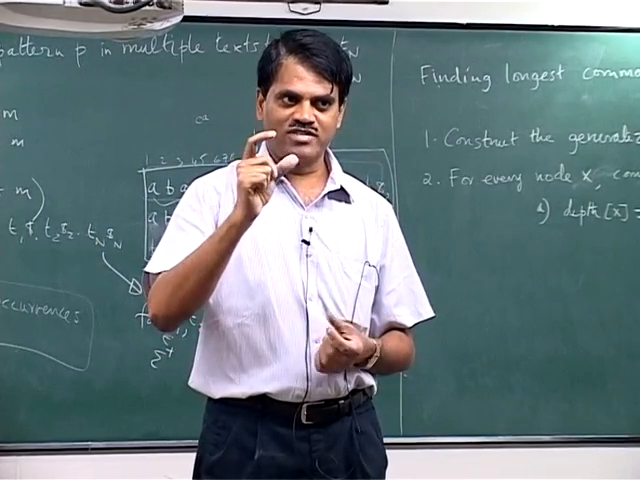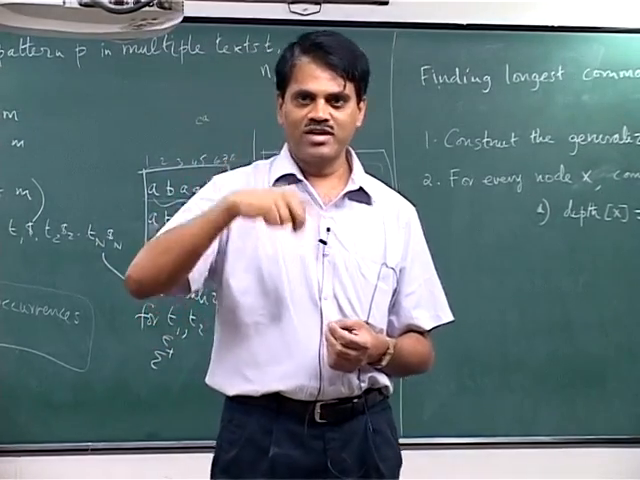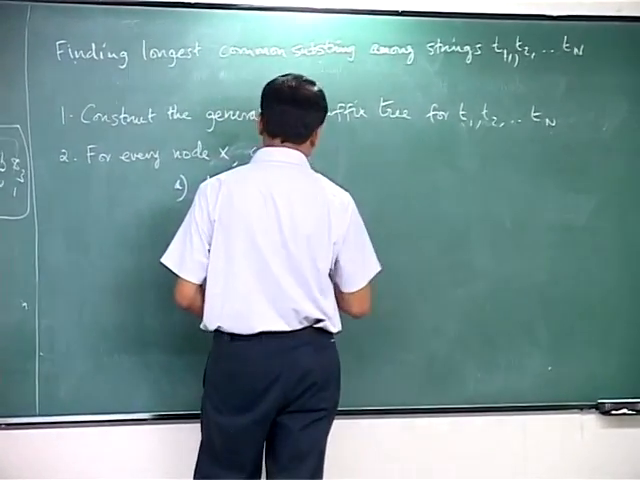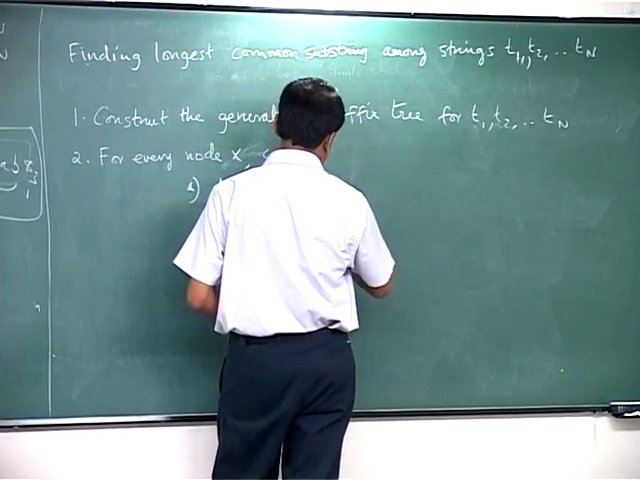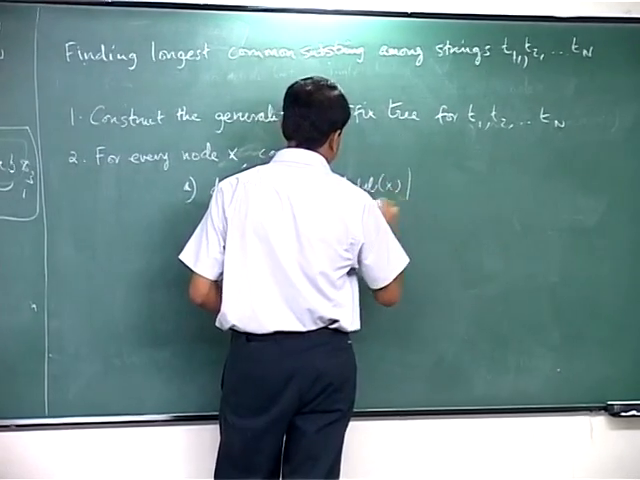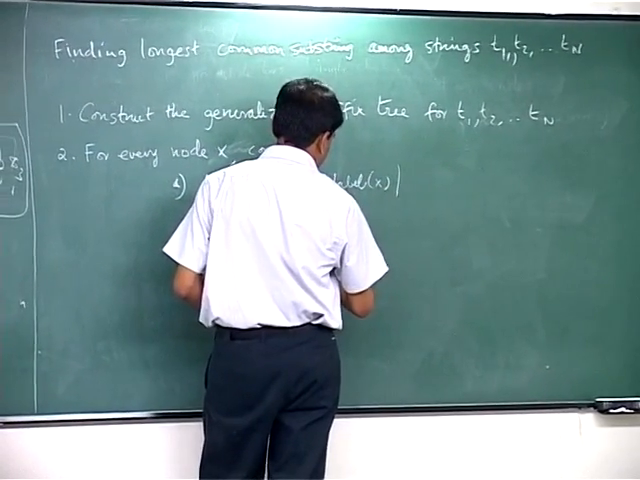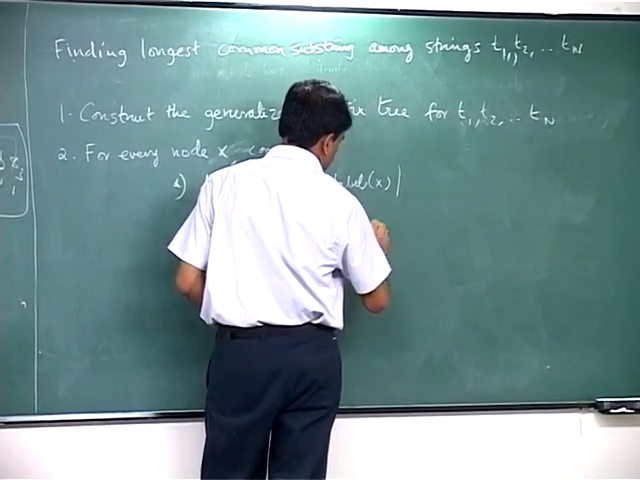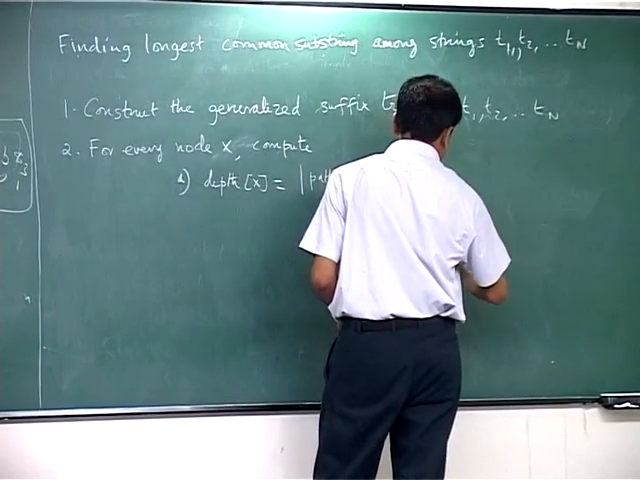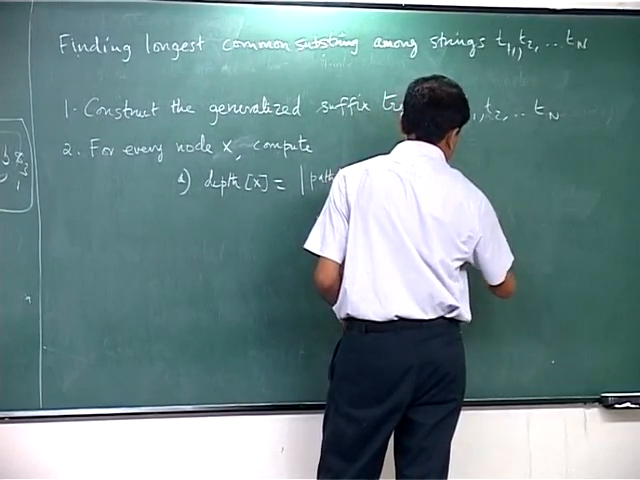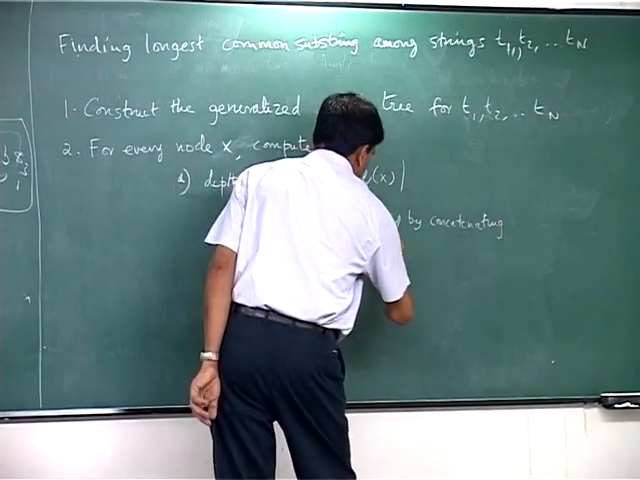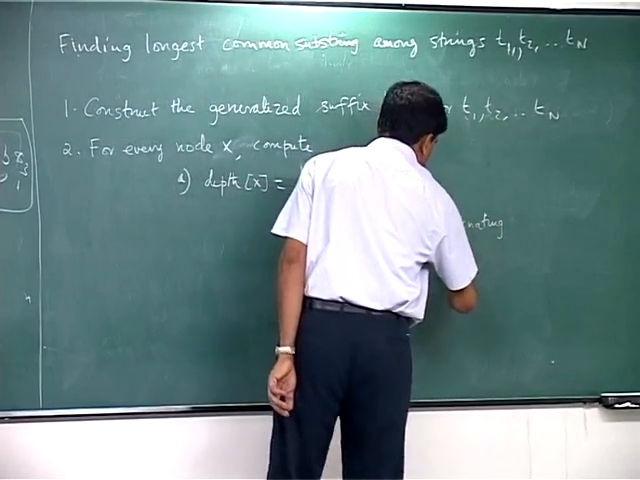At each edge you have this substring, so add them all, right? So yeah, it's basically the length of, let's call this the path label of x. And what is this path label of x? It is the string obtained by concatenating all substrings in the root to x path.